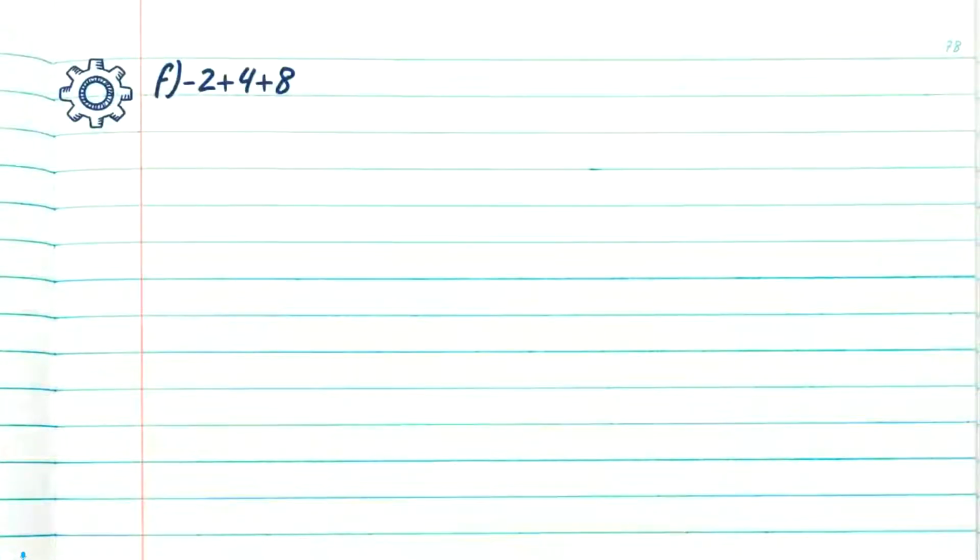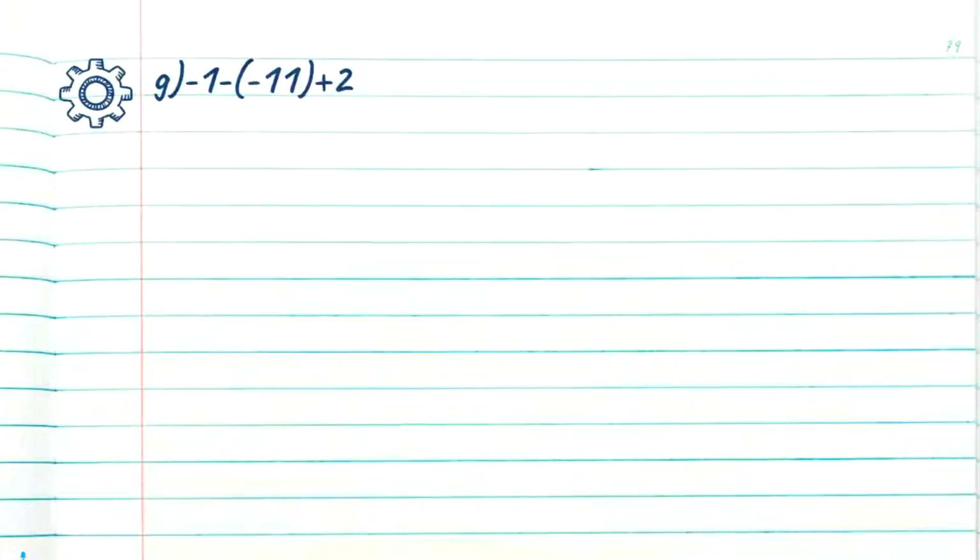F. Now if we look at our equation, we actually have nothing to clean up. This is as clean as it can be, so let's just go ahead and start solving it. The first operation in this equation is -2 plus 4. That gives us a positive 2, and we drop the rest of the equation down. 2 plus 8 is equal to 10, and there's nothing left to solve, so our final answer is 10.